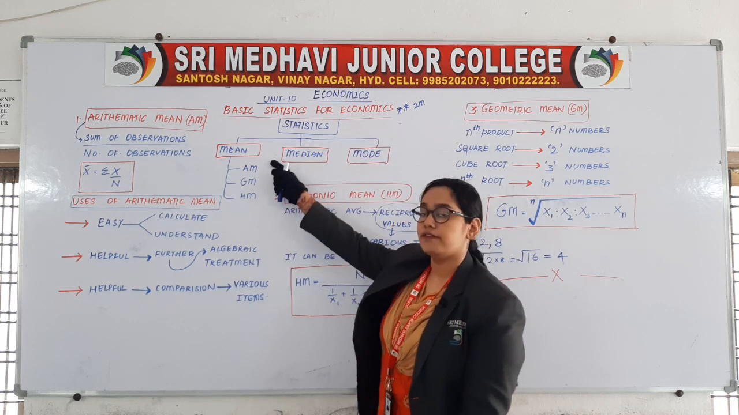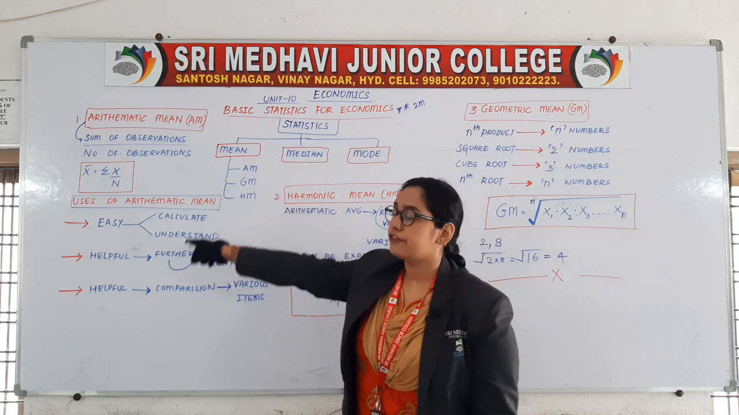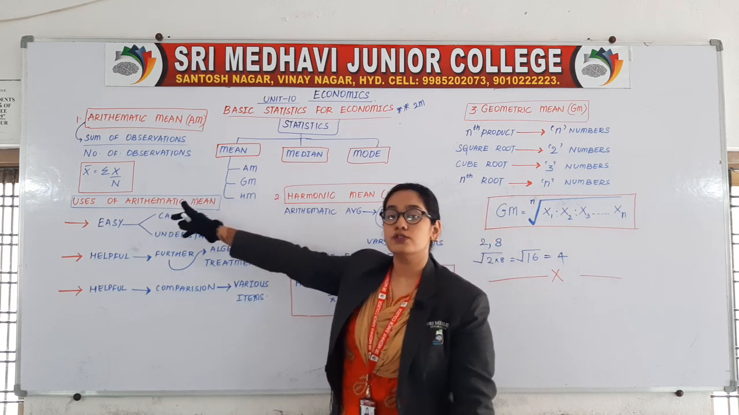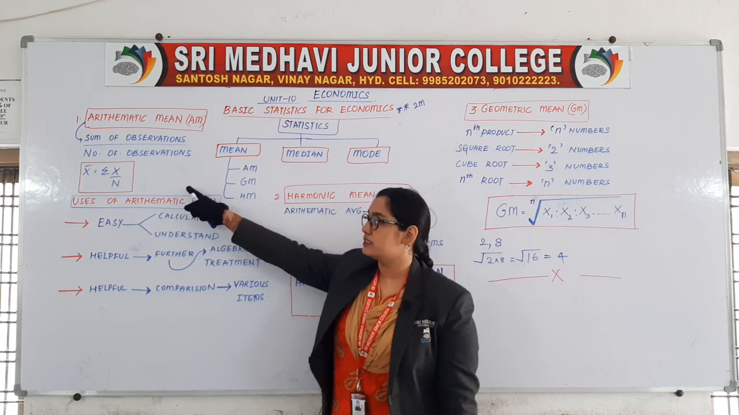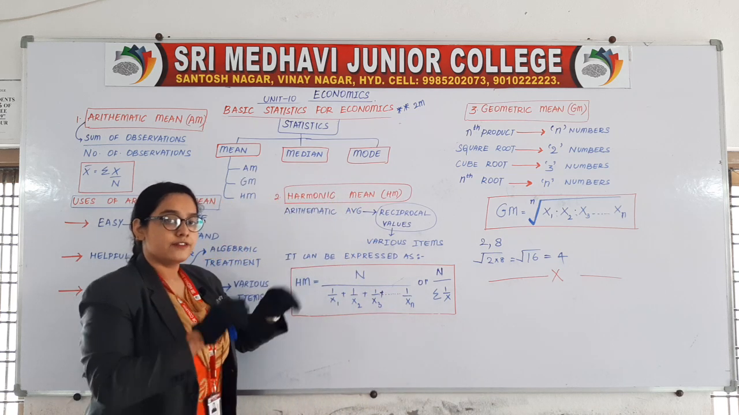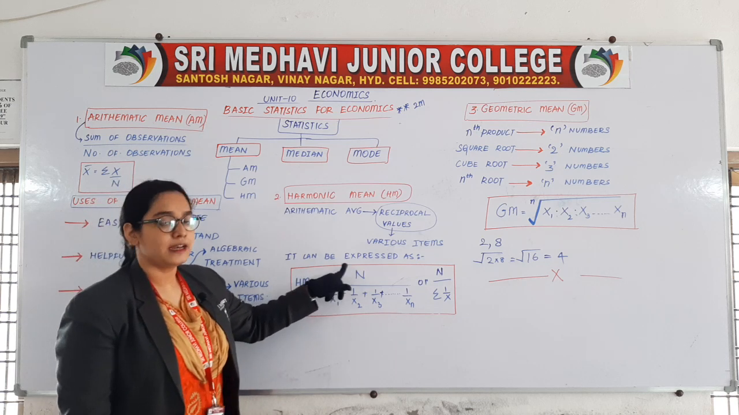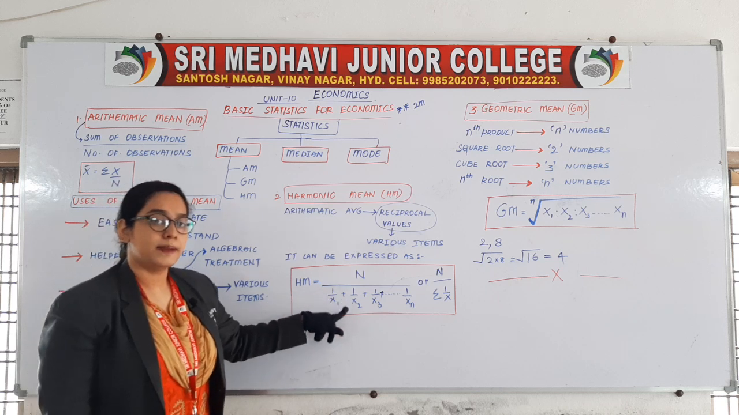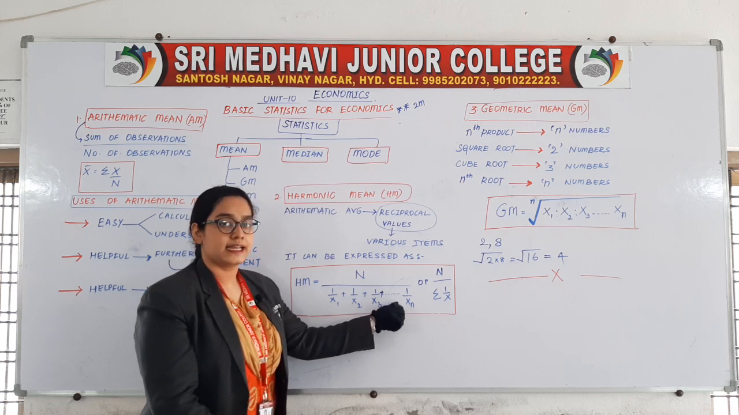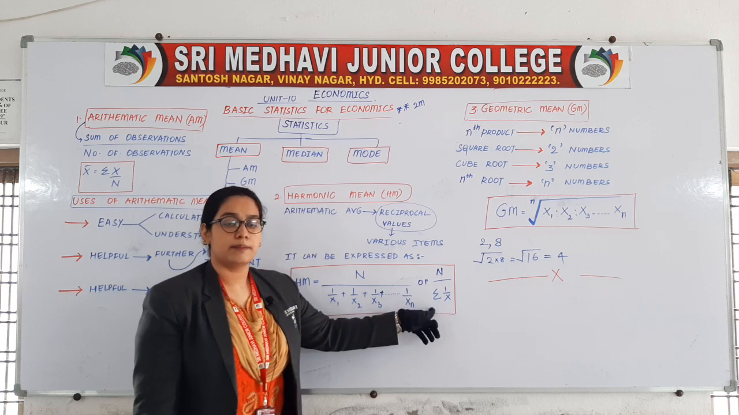Alright, three types of mean we have discussed: arithmetic mean, geometric mean and harmonic mean. The formula for arithmetic mean is sum of observations by number of observations, or you can also say x bar is equal to summation x by n. The second is harmonic mean. We need to take the reciprocal of the given terms by using the formula n by 1 by x1 plus 1 by x2 plus 1 by x3 and so on up to 1 by xn, or in simple terms capital N divided by summation 1 by x.